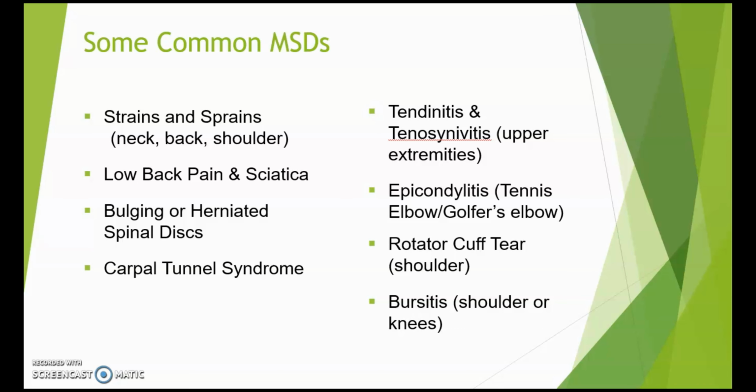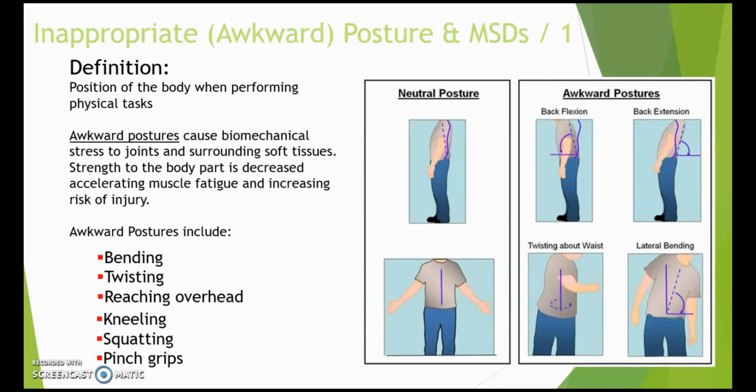Inappropriate awkward posture and MSDs, Part 1. Definition: position of the body when performing physical tasks. Awkward postures cause biomechanical stress to joints and surrounding soft tissues. Strength to the body part is decreased, accelerating muscle fatigue and increasing risk of injury.